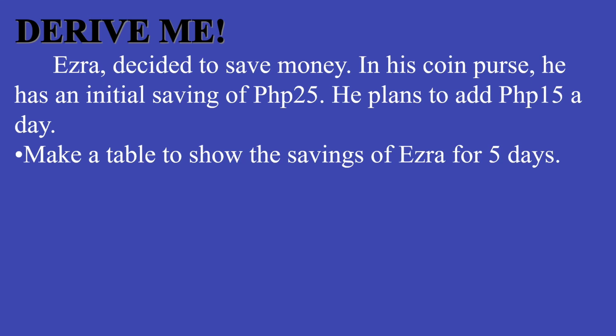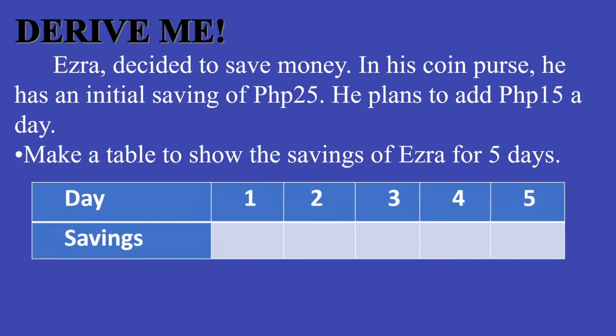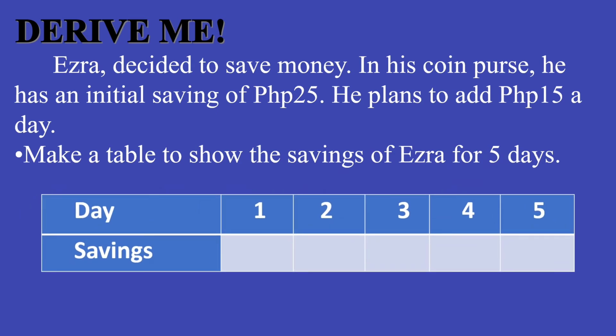Let's have this activity entitled Derive Me. The problem is, Ezra decided to save money. In his coin purse, he has an initial saving of 25 pesos. He plans to add 15 pesos a day. Make a table to show the savings of Ezra for 5 days. The first row shows the number of days in which Ezra will save money, and in the second row, the savings of Ezra per day.